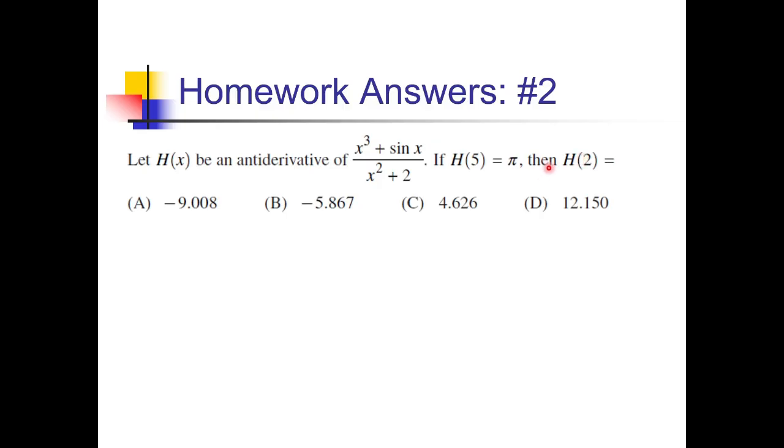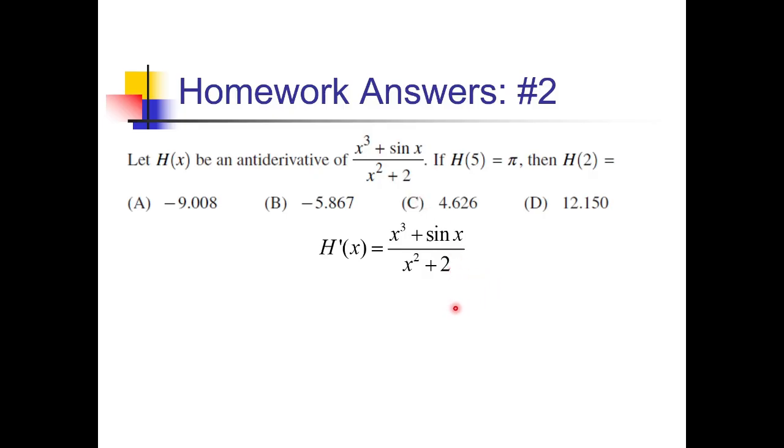Basic idea is we need to do h of 5 plus the integral from 5 to 2 of h prime. Now what is h prime going to look like? Well, if h is an antiderivative of all this, that means that h prime is actually going to be this original thing here. Because h is the antiderivative, so this is the derivative here. So I'm just going to write down h prime is that thing right there, x cubed plus sine of x over x squared plus 2.